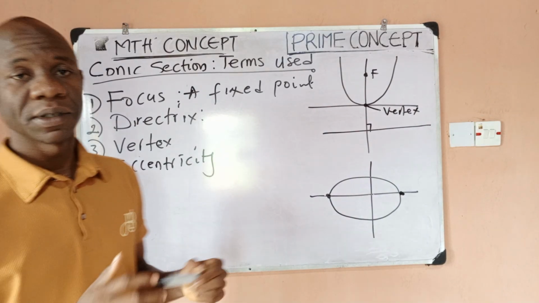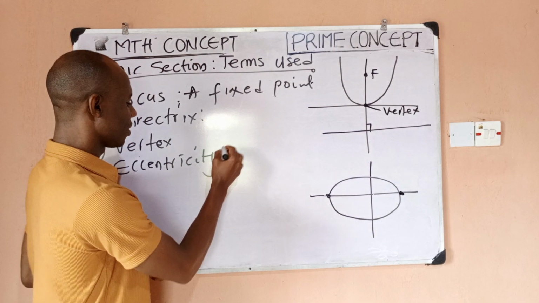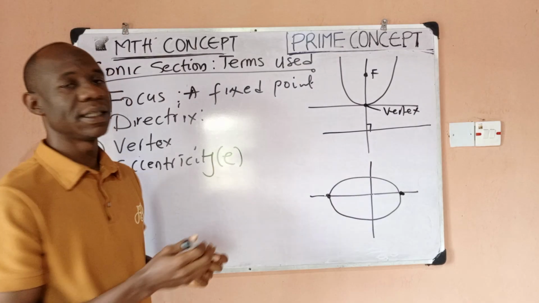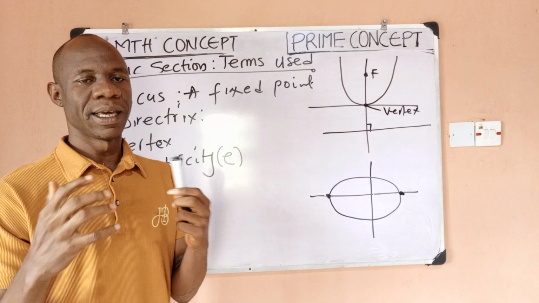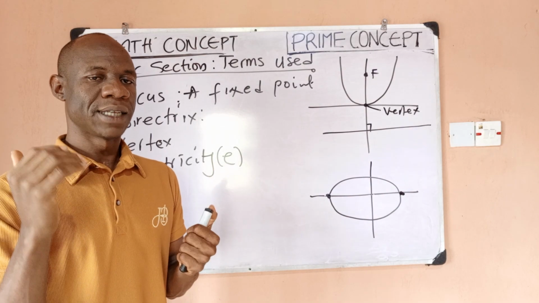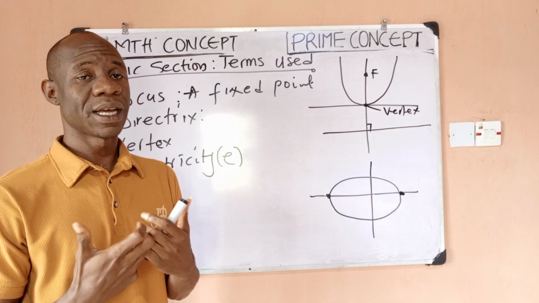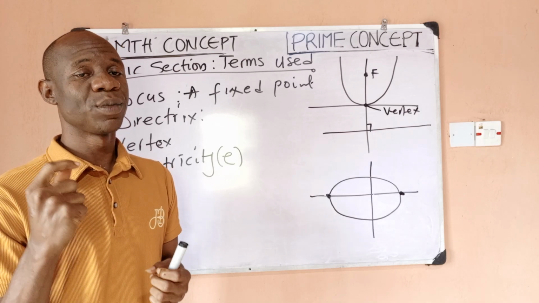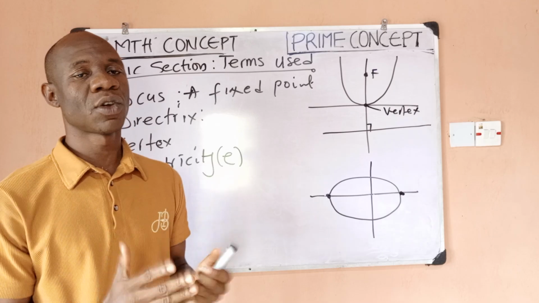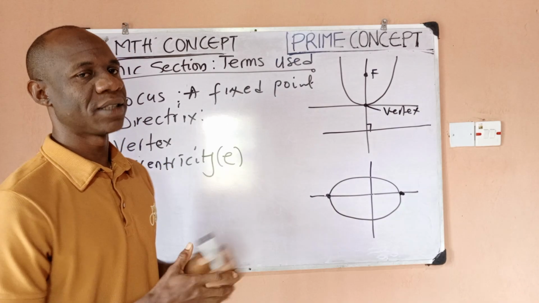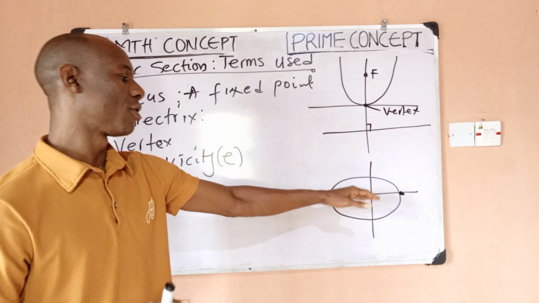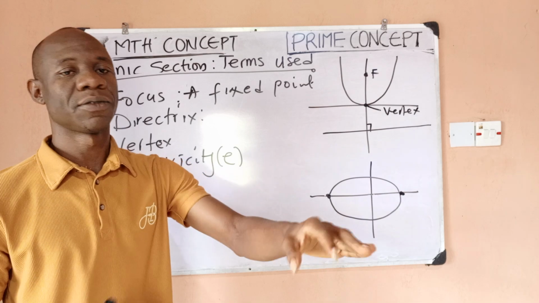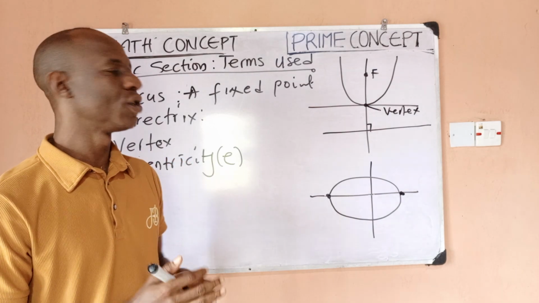Eccentricity. So what is eccentricity? Eccentricity is denoted with E, small letter E. Eccentricity is a constant ratio. Eccentricity is actually the term that can be used to differentiate different conics. It is the term that differentiates a parabola from an ellipse, from a hyperbola. So it's a very important term.